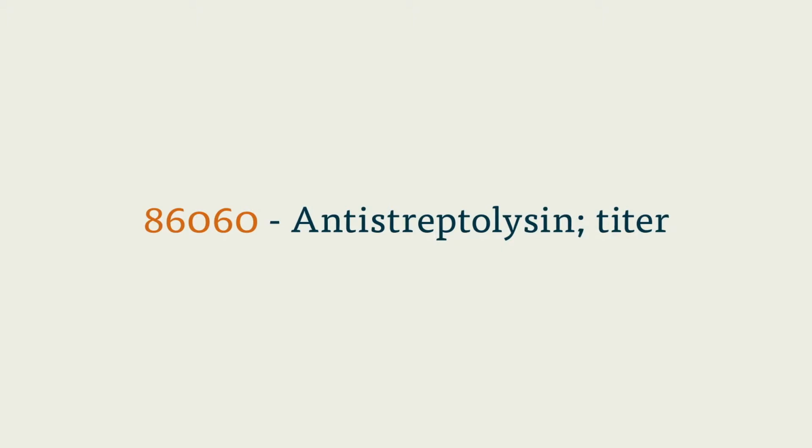We can find the test for ASO in the immunology subsection of pathology. We could also look up anti-streptolysin in the index at the back of the CPT manual. Both methods would lead us to the CPT code 86060, anti-streptolysin titer. That's our pathology code.